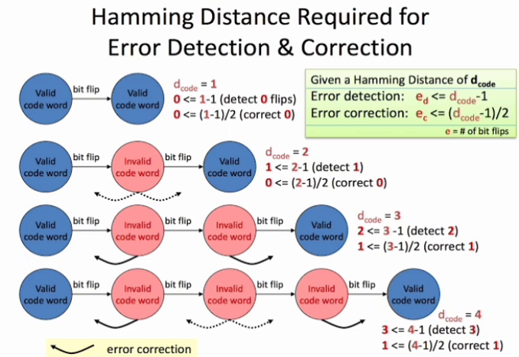Code efficiency. Code efficiency equals K by N, which equals the code rate. Hamming weight of a code word, W of X. The W of X is equal to the number of non-zero elements in the given code word.